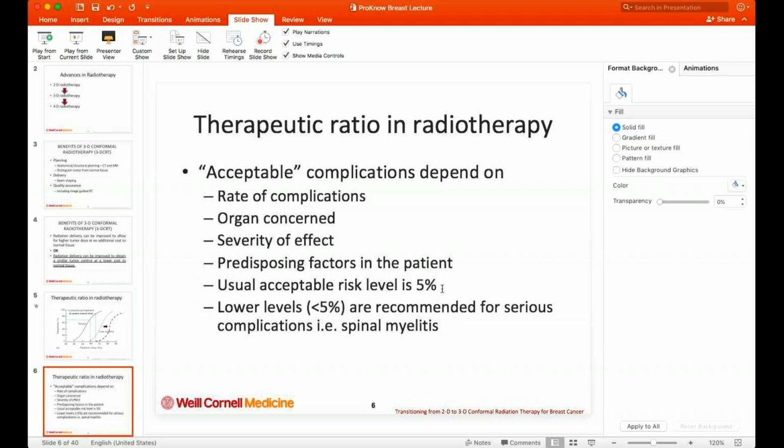It depends also on the patient. Does this patient have predisposing risk factors for heart disease down the line? Do they have diabetes? Does this person have a history of prior heart attack? Does this person have a history of angina? Cardiovascular disease, high cholesterol: those things are predisposing factors and can affect the rate of complication in that patient.